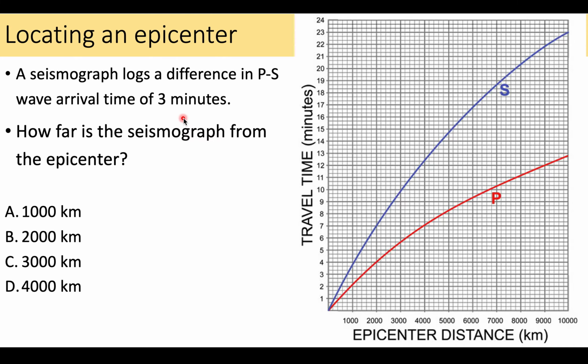So we want to see how far our seismogram is from the epicenter. So we're going to want to find where there's a difference between the P wave arrival and the S wave arrival of 3 minutes. So if we look at this graph, we want to find where the difference is only 3 minutes. So we would find that right at 2,000 kilometers, we see the difference between the P wave arrival and the S wave arrival is 3 minutes. So there is a 3-minute difference. That means that our seismograph is located 2,000 kilometers from the focus of that earthquake.